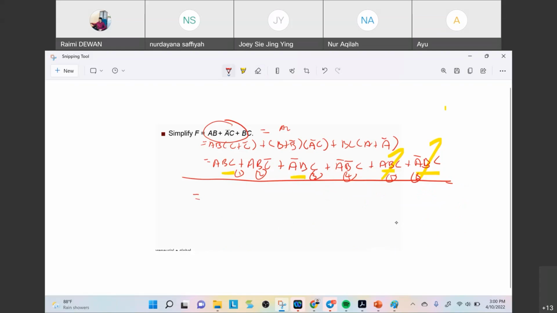Okay, so A, B, C plus A, B, C bar plus A bar B, C plus A bar B, C. Am I correct, Joey, this one? Yes. Okay.